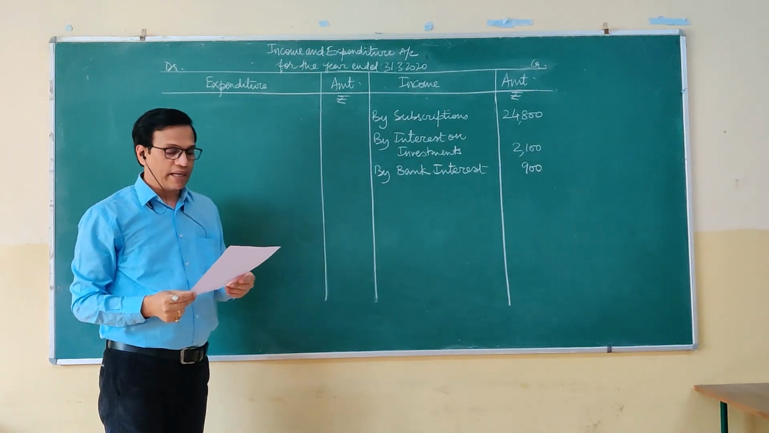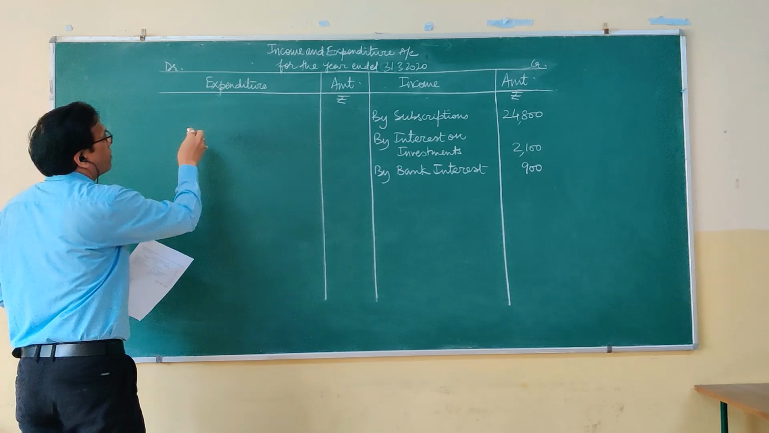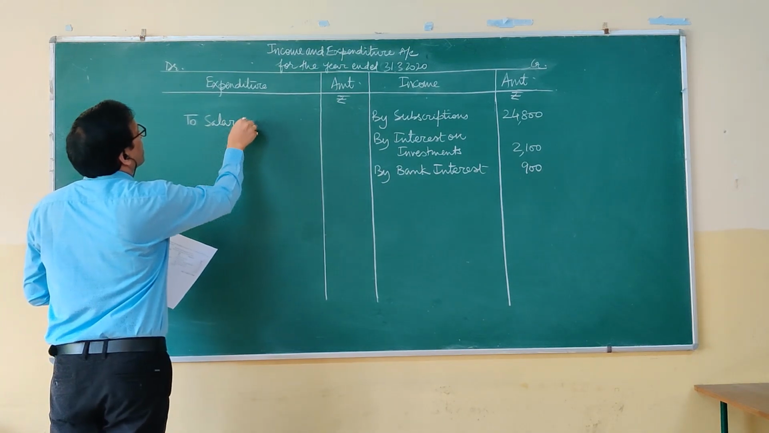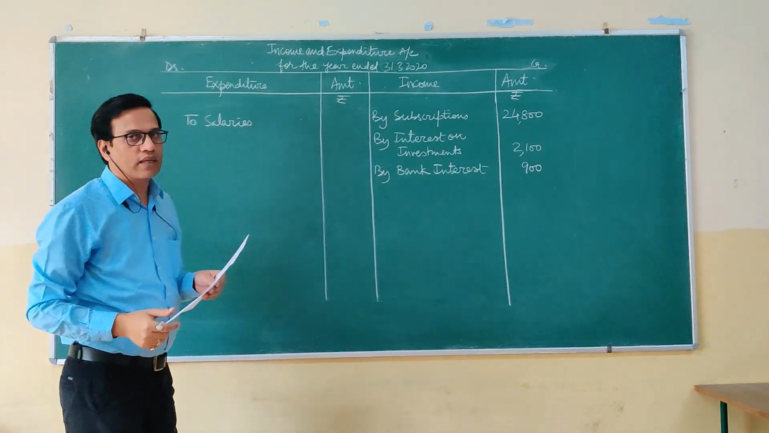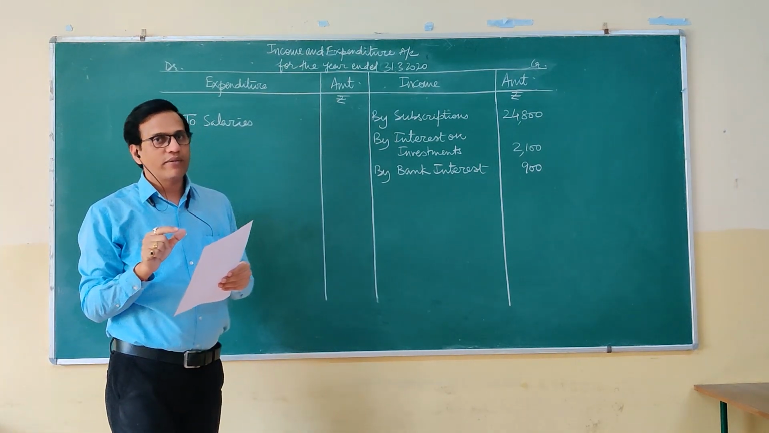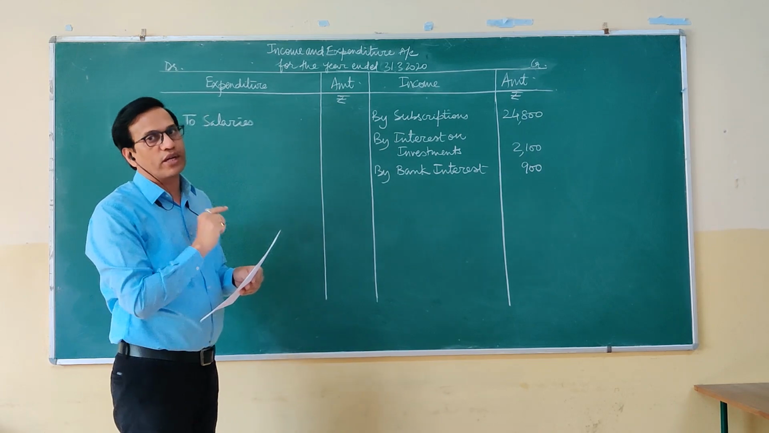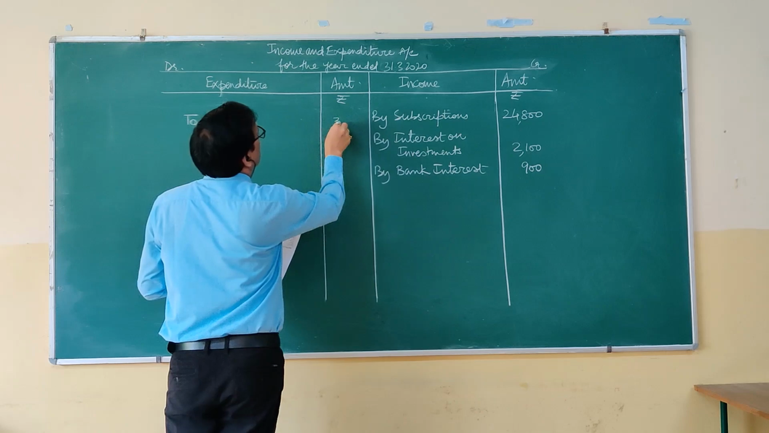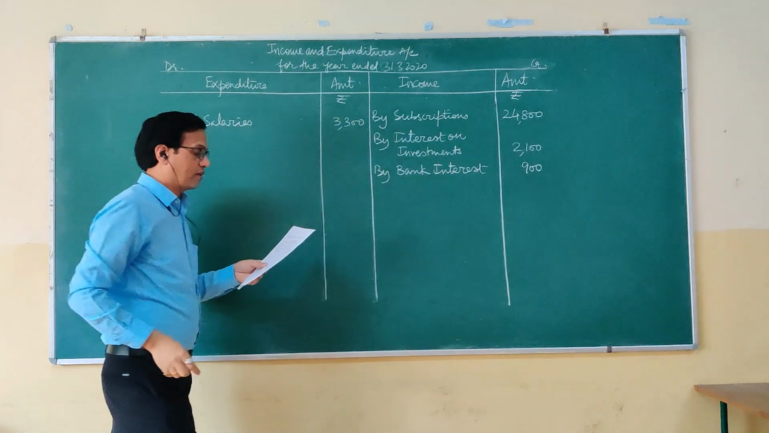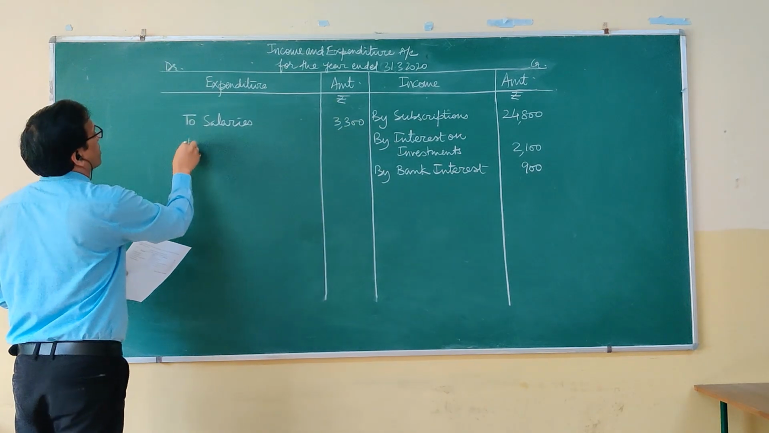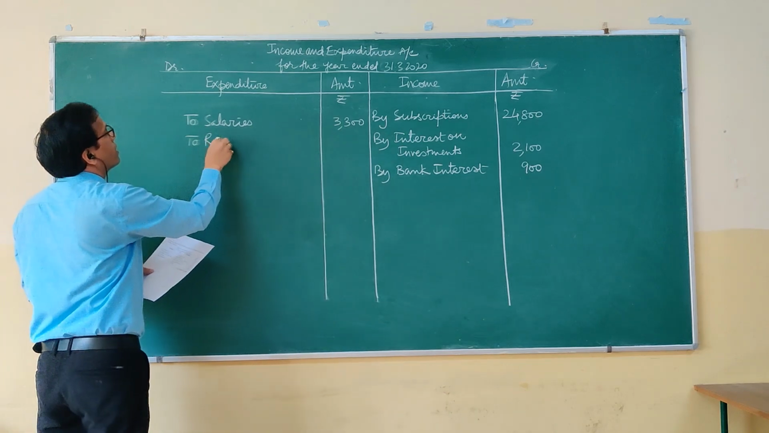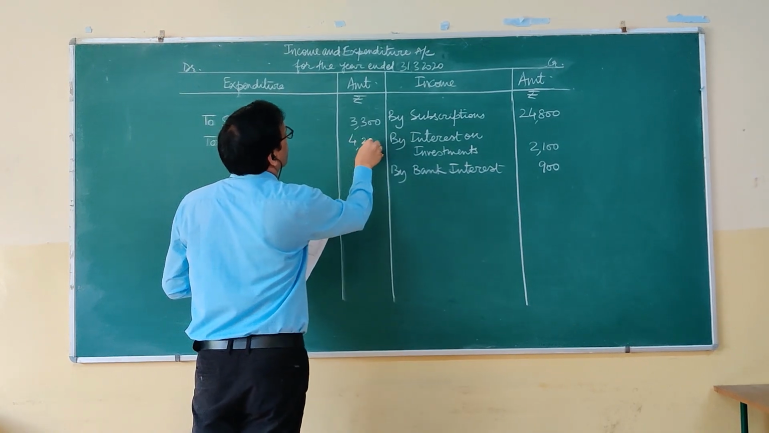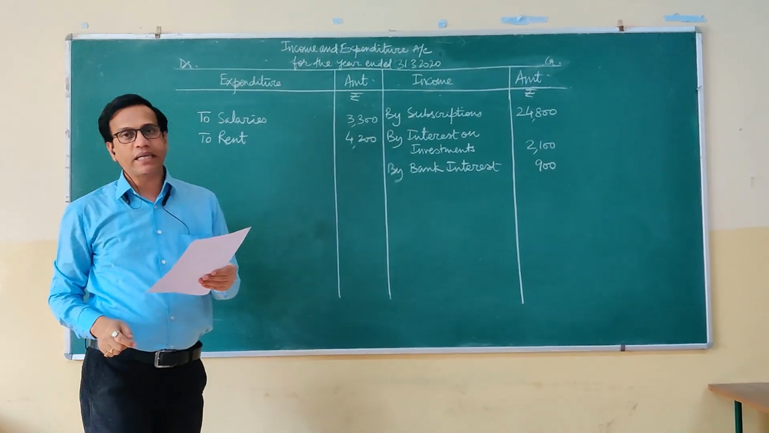Then payment side. By salaries. Salary is our revenue expense. We write here on the debit side to salaries. No adjustments are given in this question. Had they been given, we would have used the format of working note here. So to salaries, the amount is 3,300. Then by rent, it will be taken here on the debit side because it is also a revenue nature of expense. To rent, 4,200.